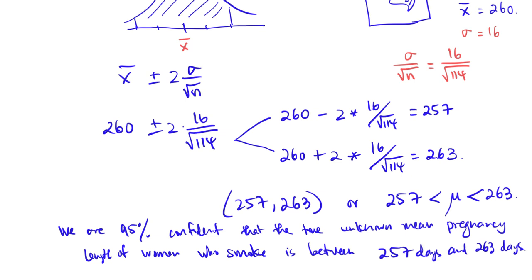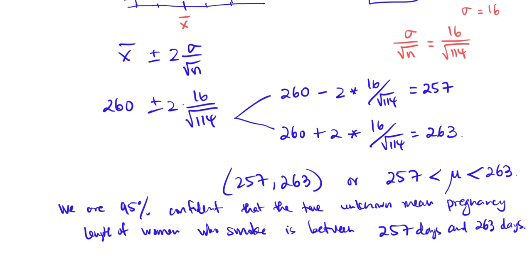What this means is that if we were to construct 100 confidence intervals, 95 of those confidence intervals will capture the true unknown mean.